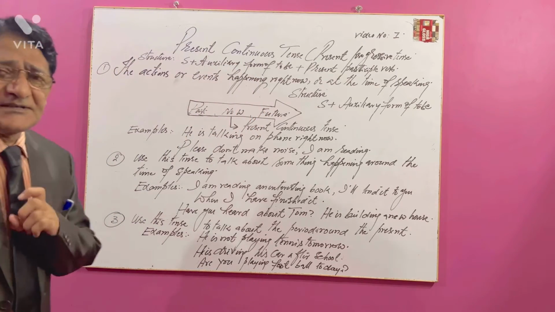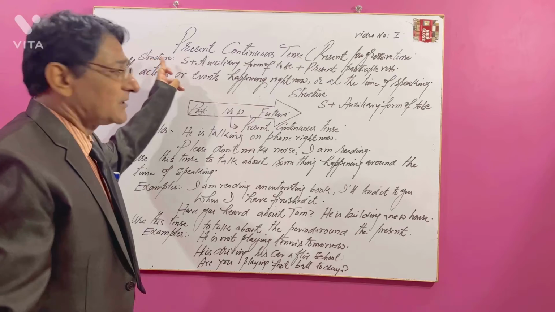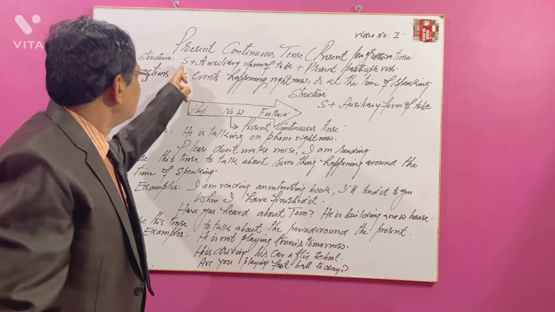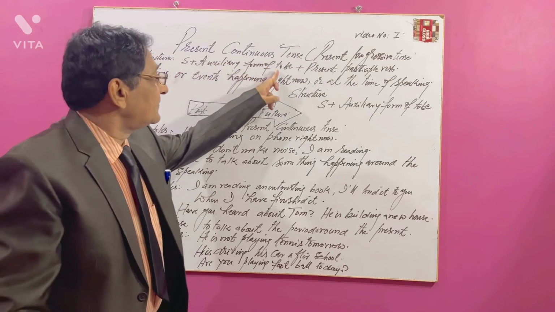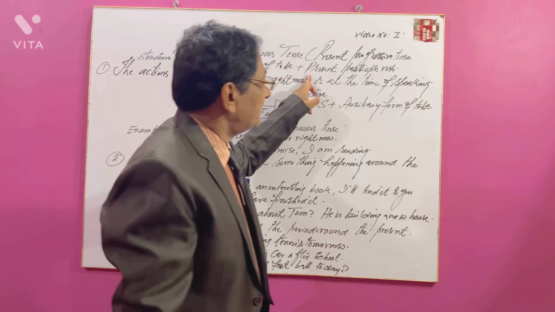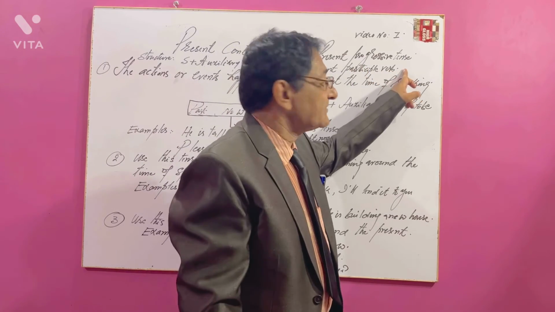Its structure is quite easy. For the formation of this tense: subject plus the auxiliary form of the verb to be plus the present participle verb, plus an object, which is optional.